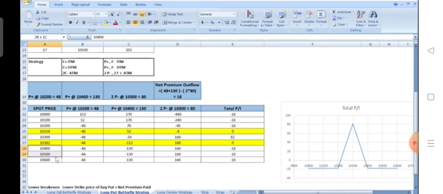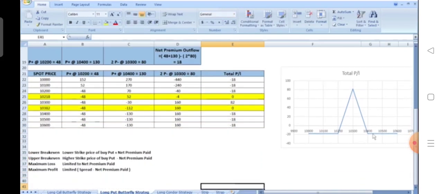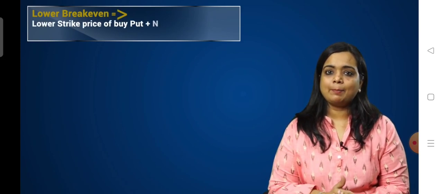Above 10,400, all the put options lapse, so we lose a fixed amount, the net premium paid, which is minus 18, a loss of 18. So we can see here the payoff diagram looks like a butterfly. There is a fixed loss below 10,200 and above 10,400, and we have the maximum profit if the market is range bound at 10,300.